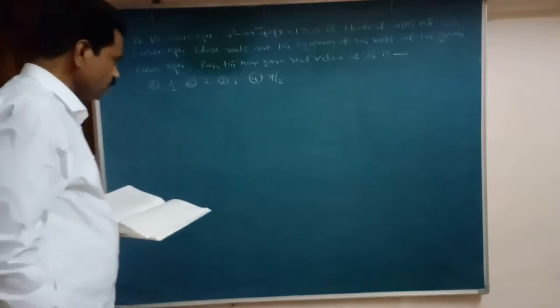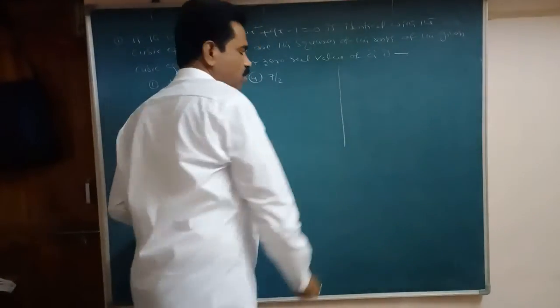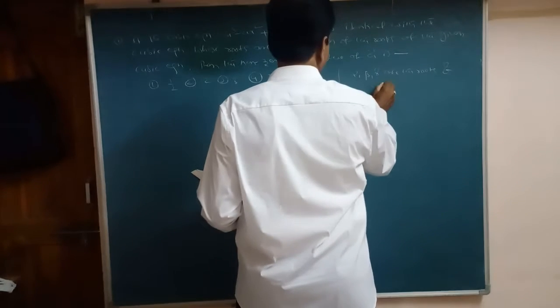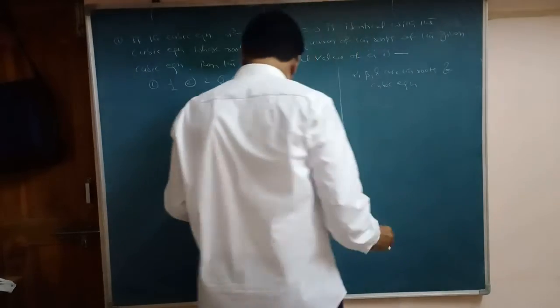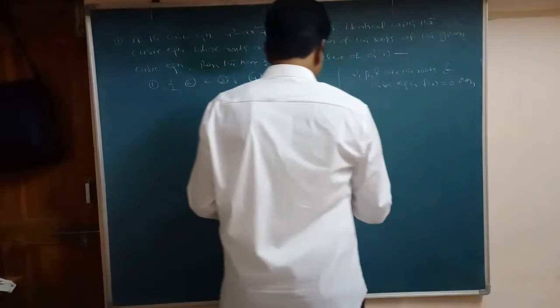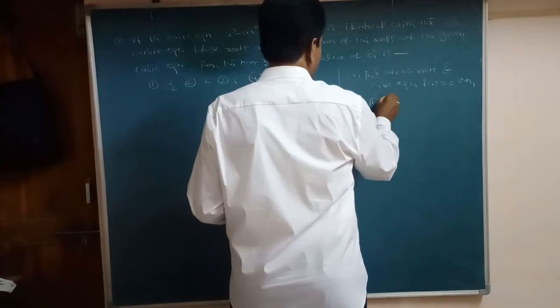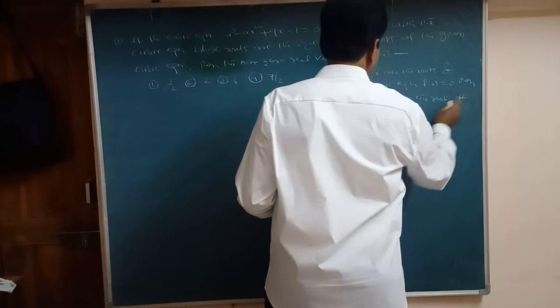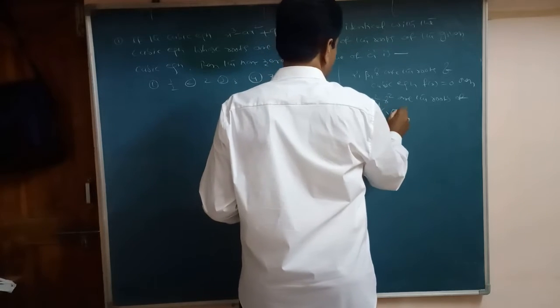Here, suppose alpha, beta, gamma are the roots of the cubic equation f of x equals 0. Then alpha square, beta square, gamma square are the roots of f of root x equal to 0.